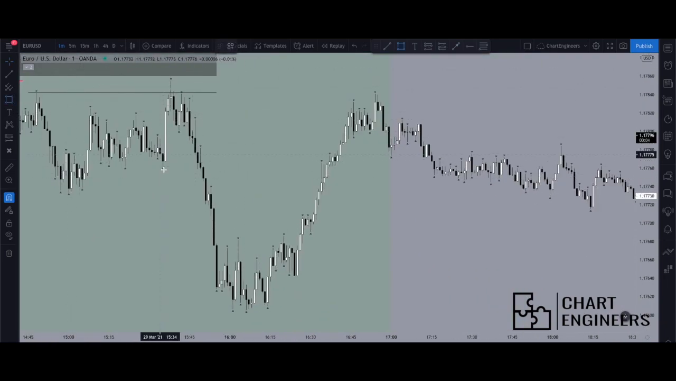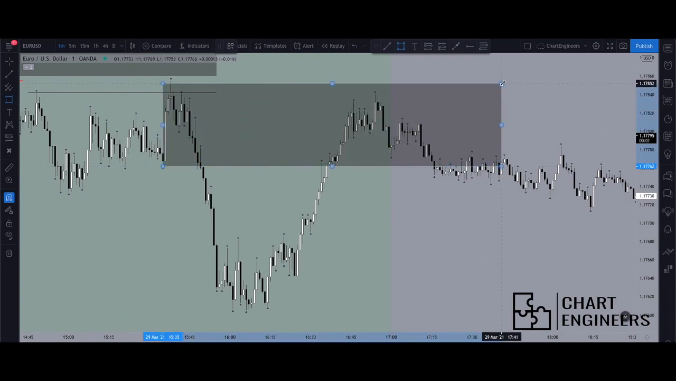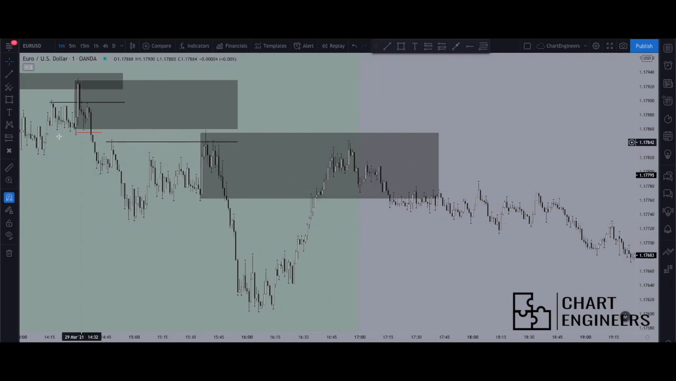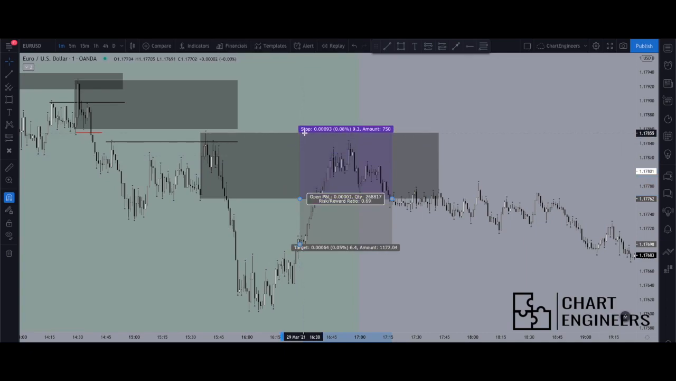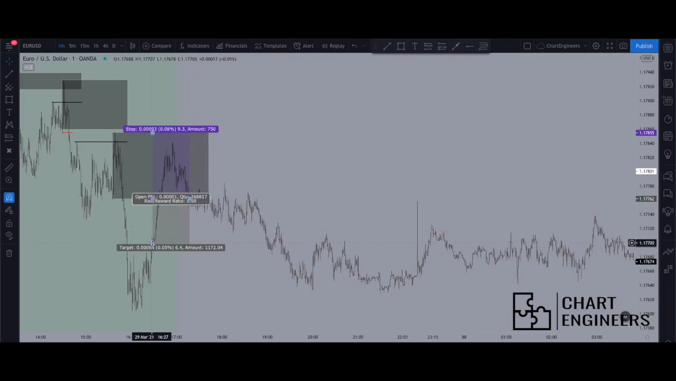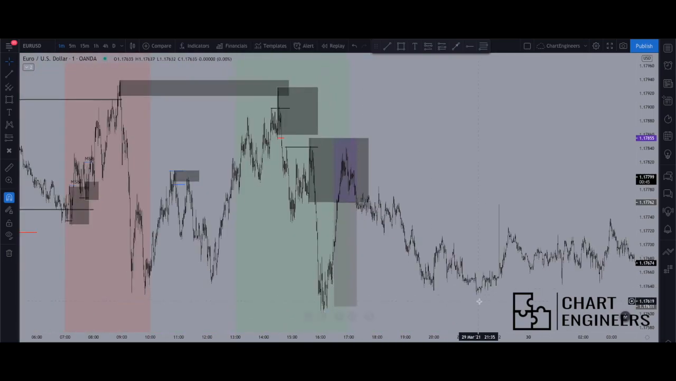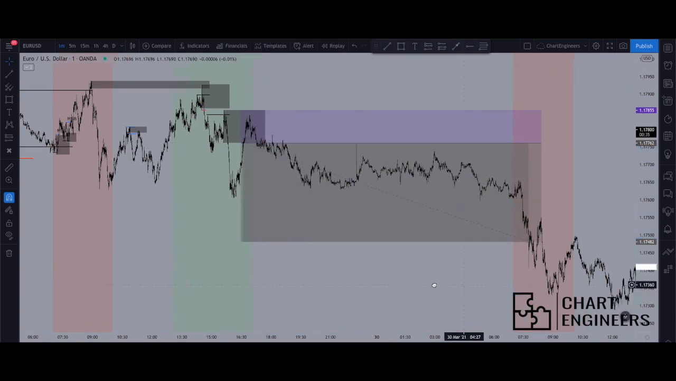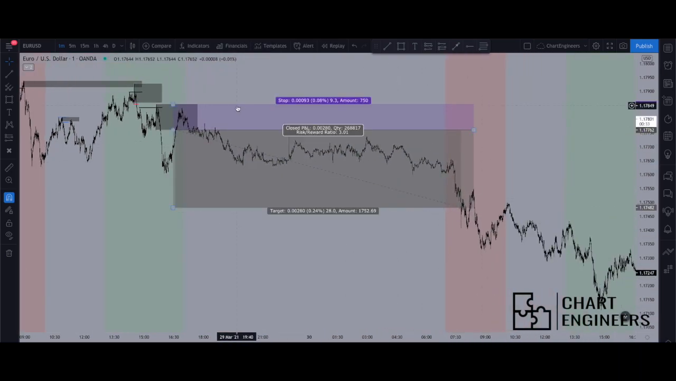So M5 raid, your breaker zone would be this. See your price comes back to tag you in. So this breaker zone is 9 pips, 9.3 pips. Target would be Streeter. So if you ended up taking this trade and holding it till London session the next day, see that price would have hit your TP.